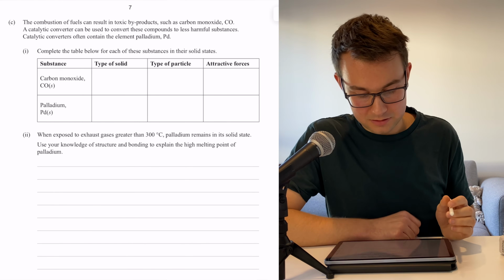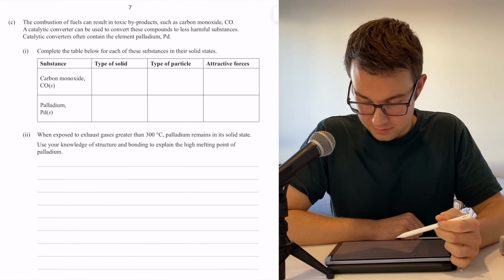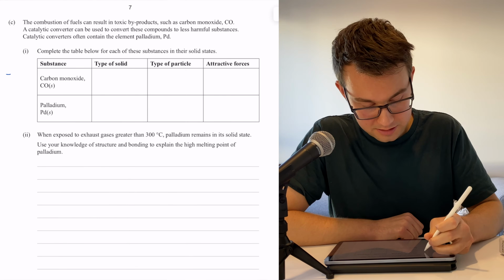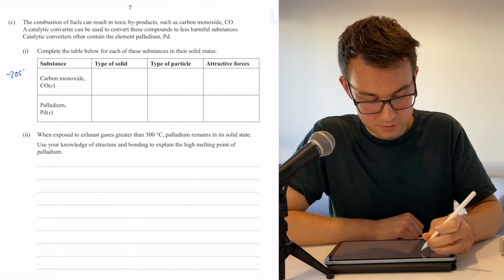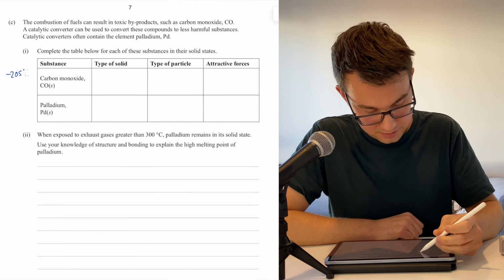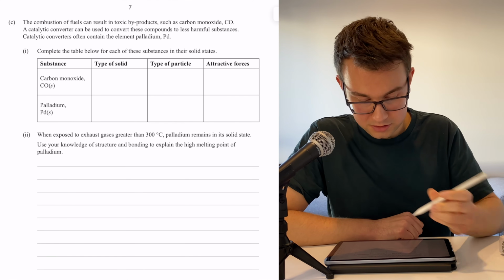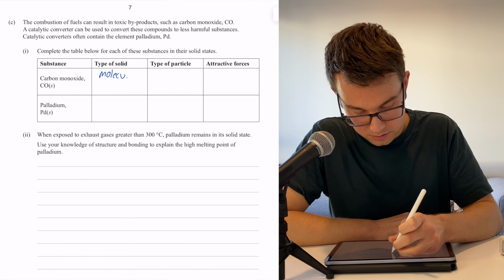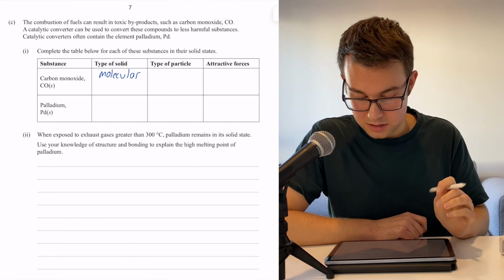What is the type of solid? Well, it's quite funny, carbon monoxide. If that's a solid at atmospheric pressure, it's got to be at negative 205 degrees Celsius or something. It's usually a gas, but I guess we don't need to know that. As a solid, it's going to be a molecular solid. How do we know this?